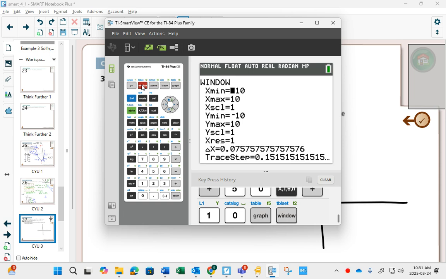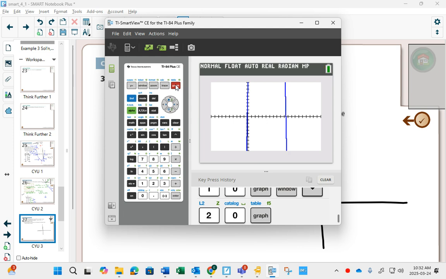Right now, we're going to just play around with the x min and the x max and the y min and the y max. Right now, we're going from minus 10 to 10. I wanted to see more to my right. So I could change this to a bigger number. Maybe I pick 20, and I just see how that changes it.